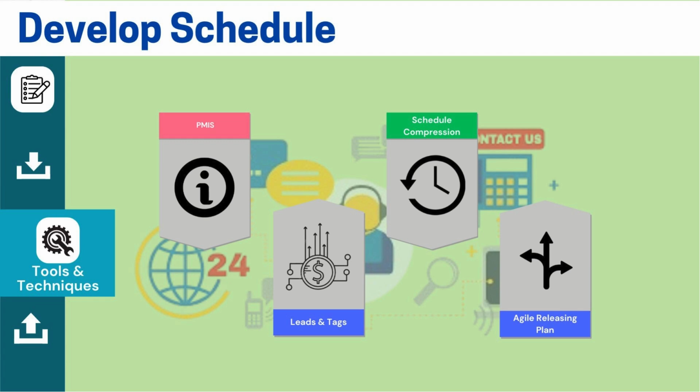Another technique is using Project Management Information Systems, PMIS. If not already in use, PMIS can improve scheduling. Leads and lags also play a role in scheduling. Sometimes, we need to use schedule compression techniques like fast tracking and crashing. Fast tracking means working on tasks in parallel to speed up the project. This is helpful when we are behind schedule.